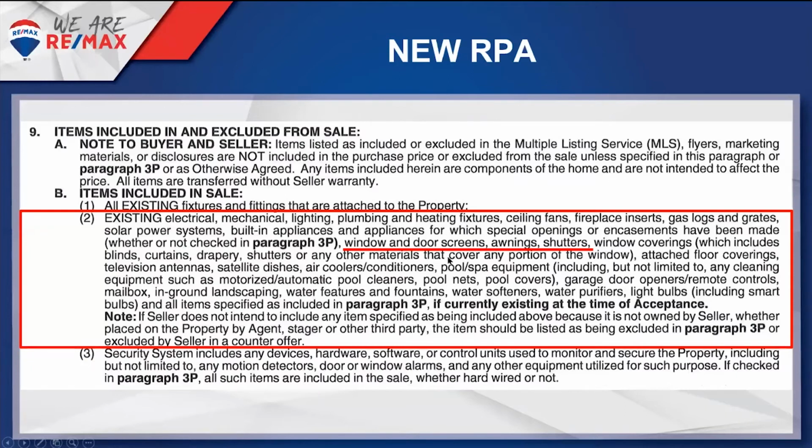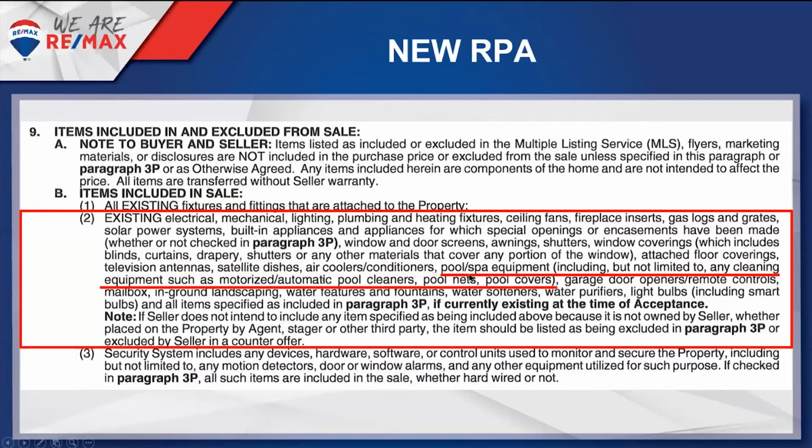Okay. Windows and door screens, awnings and shutters. That's pretty standard, pretty much the same. Window coverings have been expanded a little bit. Apparently CAR gets lots and lots of questions about what a window covering is. It includes blinds, curtains, drapery, shutters, and any materials that cover any portion of the window. So they're included. Attached floor coverings, television antennas, satellite dishes. Again, satellite dishes might be leased, so it's going to be important. We're going to talk about that in a moment. Air conditioners and air coolers, they're included.